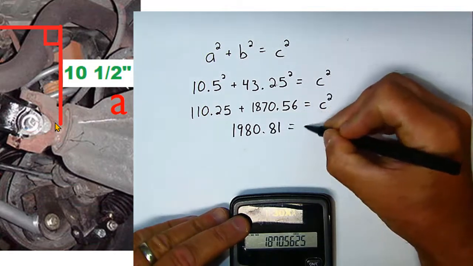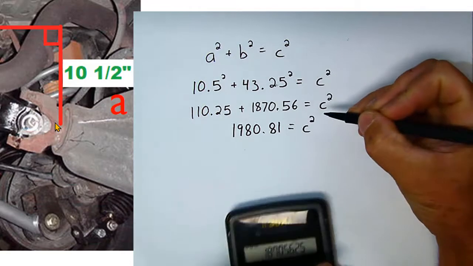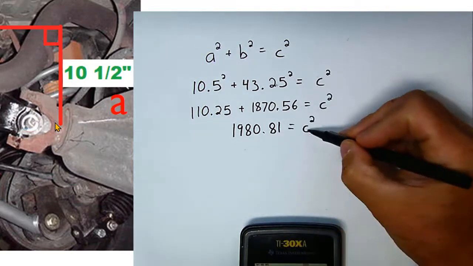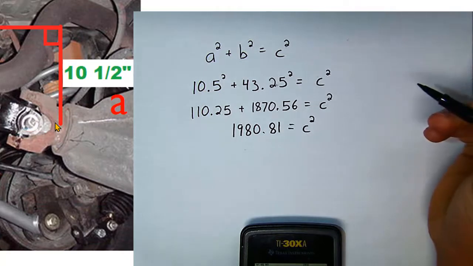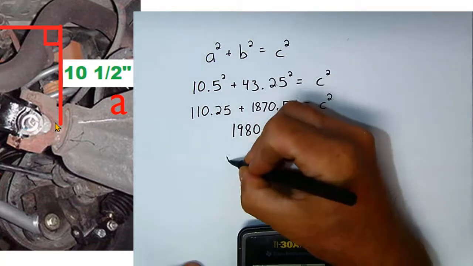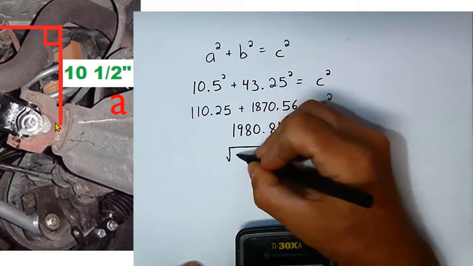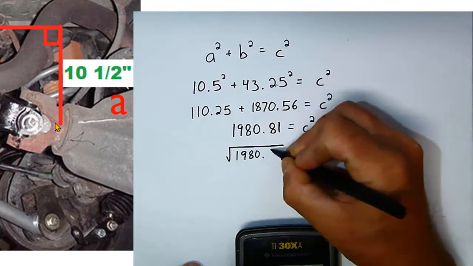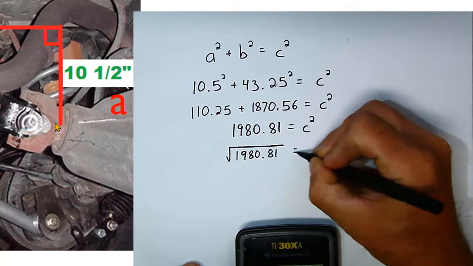You can verify that on your calculator. Now, to figure out what C is, we need to unsquare that. Some number squared gives us 1980.81. That's what the square root function does. It unsquares. So we want to unsquare 1980.81. So find that square root button on your calculator.